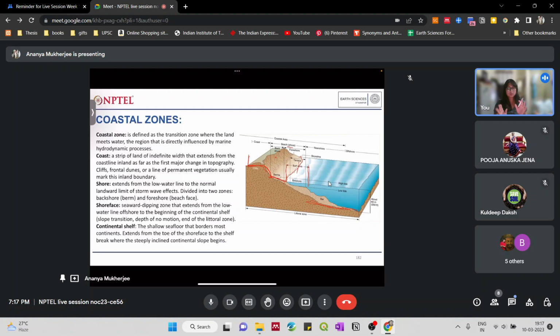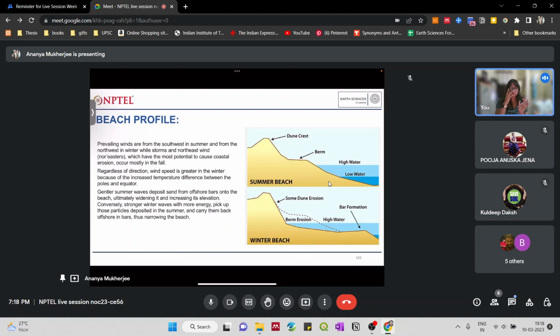This is the shallow seafloor that borders the continents. From there you are going to go into the abyssal plain part. That is different. It is from the toe of the shore face to the shelf break where the steeply inclined continental slope begins. If there is another inclination over here, this is going to be the continental slope. This is the region where coastal landforms are usually taking effect.